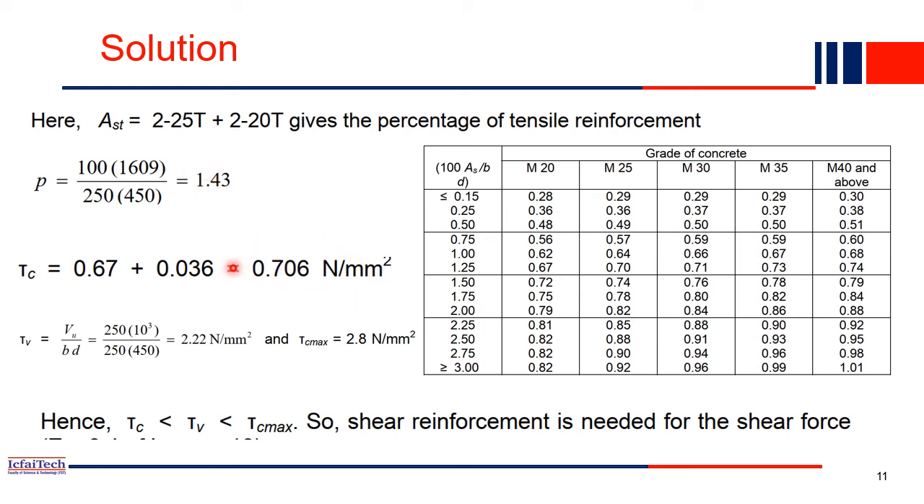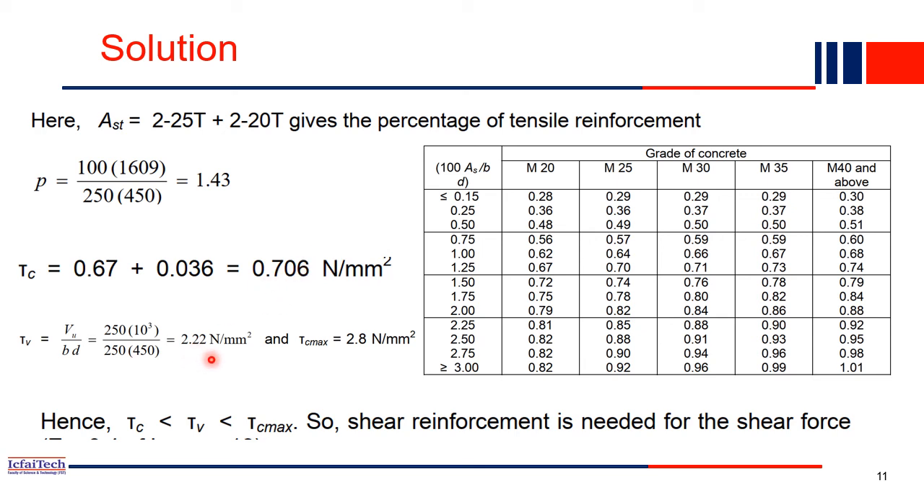That concrete and longitudinal reinforcement will take care of that much shear stress. Now, how much shear stress is applied in our beam? That is tau v. We can compute shear stress, which is nothing but Vu by Bd. Vu is the shear force, Bd is the cross-sectional area. Shear force is given to us in the question, 215 kilonewton. So we convert it into Newton, multiplying by 10 to the power 3, divided by Bd. You will get 2.22 Newton per mm square. So that much shear stress is coming into our beam.